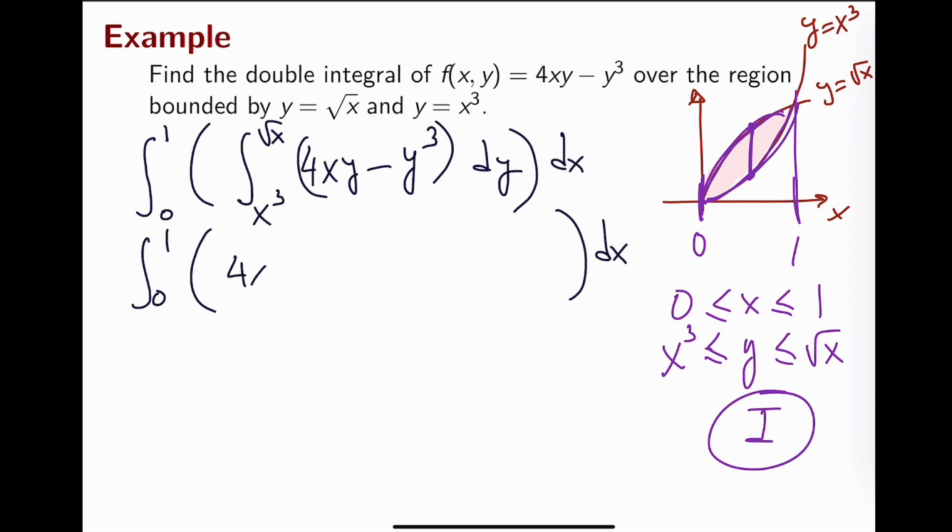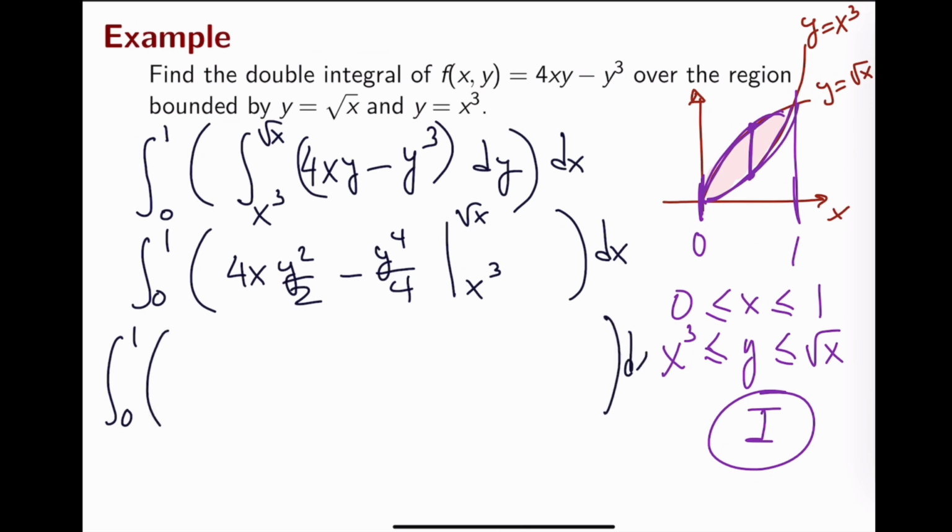So that will be 4x, that is a constant, goes out, y squared over 2 minus y to the fourth over 4. So this is the primitive of this function, and now we have to evaluate between x cubed and square root of x. So now we do the evaluation, always keeping outside the integral between 0 and 1 dx. And in here we are going to do the evaluation.